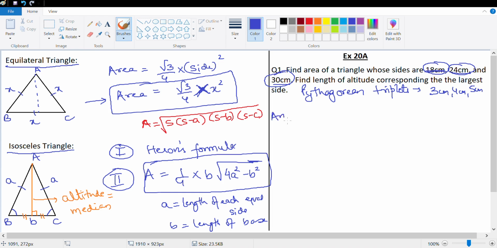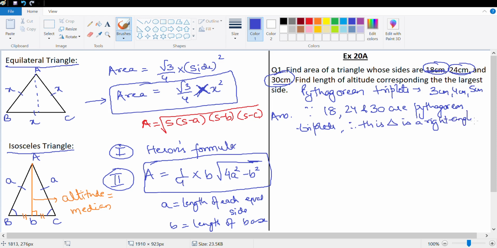So let's start writing the answer. Since 18, 24 and 30 are Pythagorean triplets, therefore this triangle is a right angled triangle. Perfect. So let's just draw a rough diagram to see how this works. Obviously the 30 centimeter, which is the longest side, is my hypotenuse. Let this side be 18 centimeter, let this side be 24 centimeter.